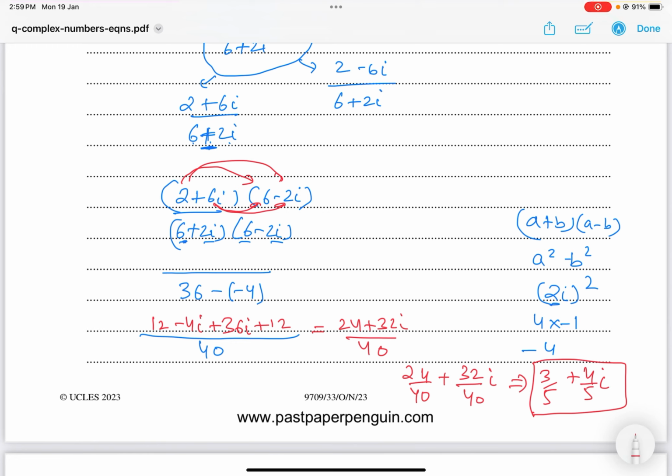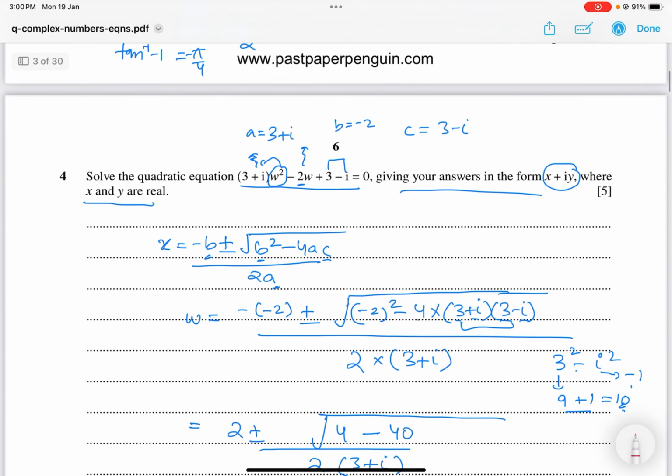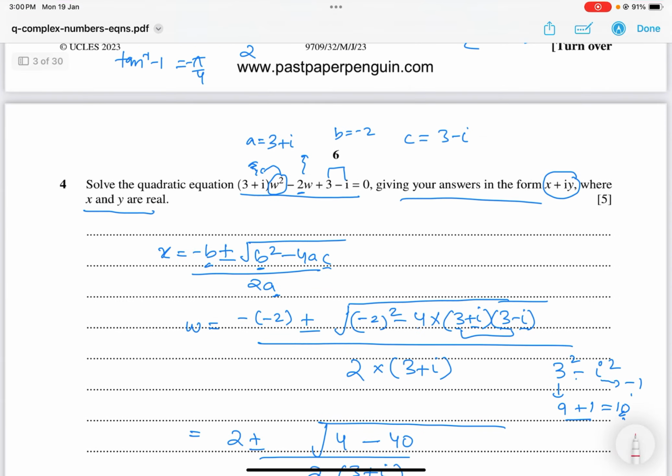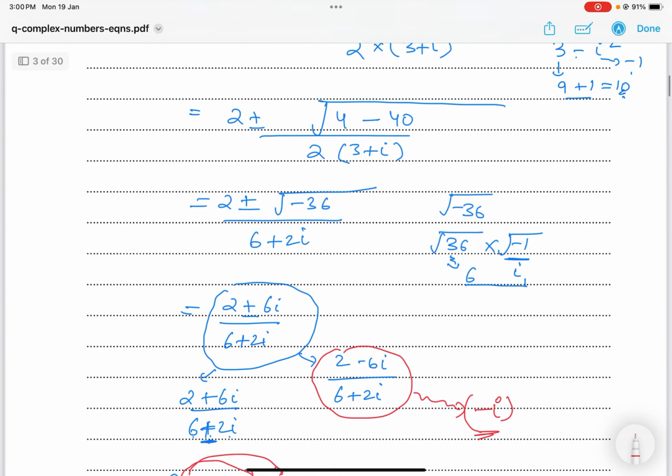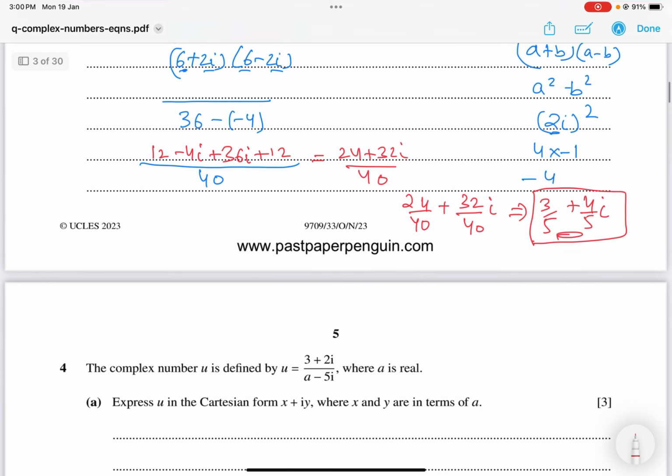The same one you can do for negative 1. The same process you can repeat for negative 1, and you will find your answer as negative i. So these are the solutions of this quadratic equation. Let us move on to the next question.